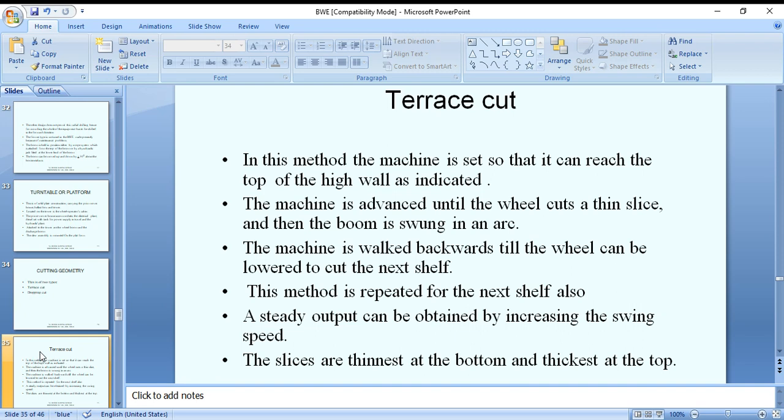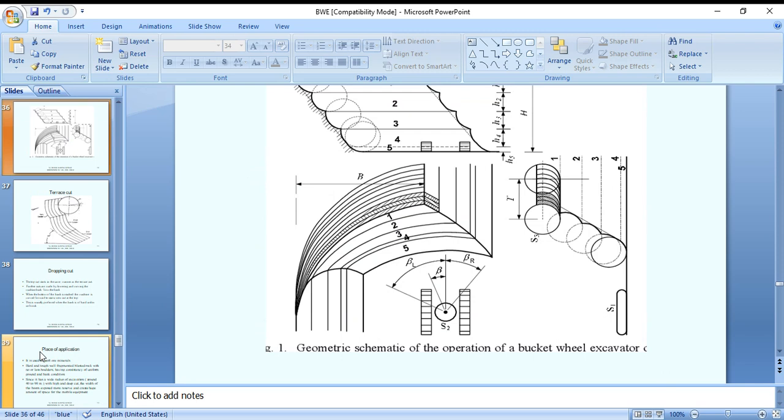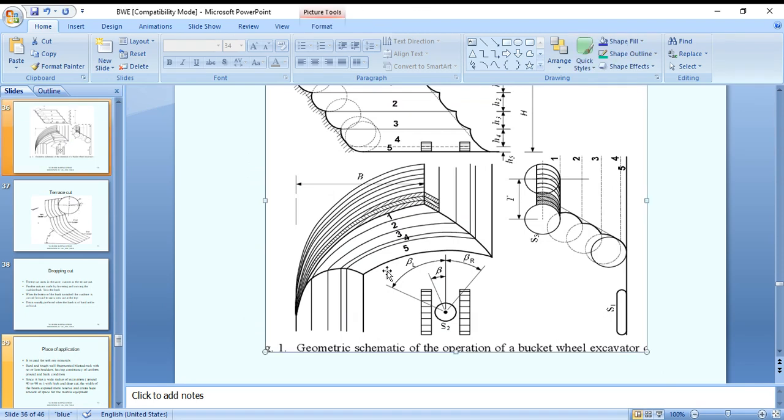Once again, the terrace cut is explained. In this method, the machine is set so that it can reach the top of the high wall as indicated. The machine is advanced until the wheel cuts a thin slice, and then the boom is swung in an arc. The machine is walked backward till the wheel can be lowered to cut the next shelf. This is repeated for the next shelf also. A steady output can be obtained by increasing the swing speed. The slices are thinnest at the bottom and thickest at the top. A figure is shown here.